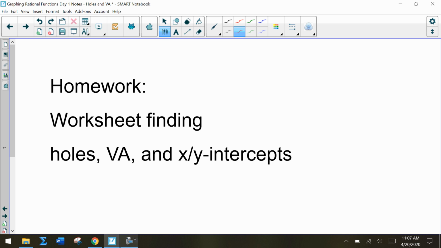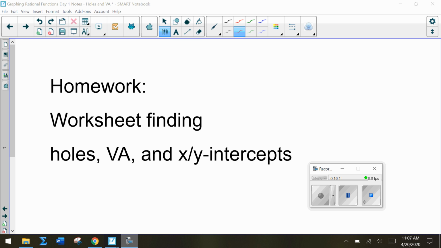So for homework, you're going to complete a worksheet, and from there you're going to practice going through and finding holes, vertical asymptotes, and x and y intercepts, and we'll begin graphing next class.